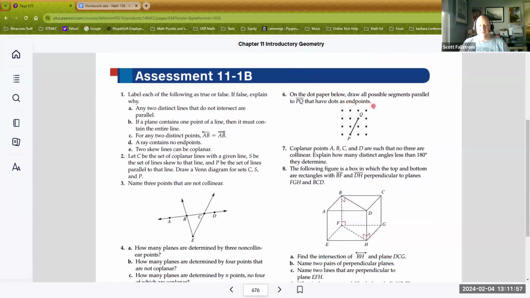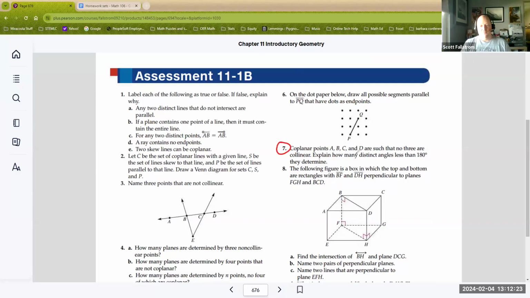On the dot paper, draw all possible segments that are parallel. Now, if you're on dot paper, remember, parallel does involve the idea of the same direction. So if you take a look, to get from P to Q, you went right 1 and you went up 2. So make sure that any segments you draw go right 1 and up 2.